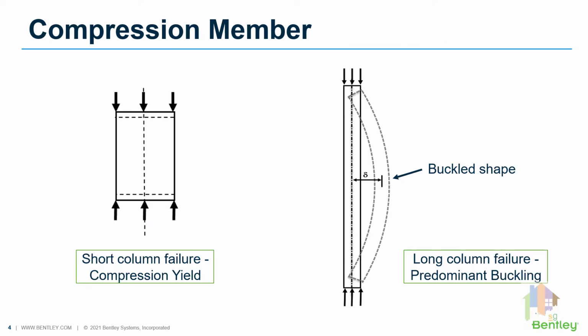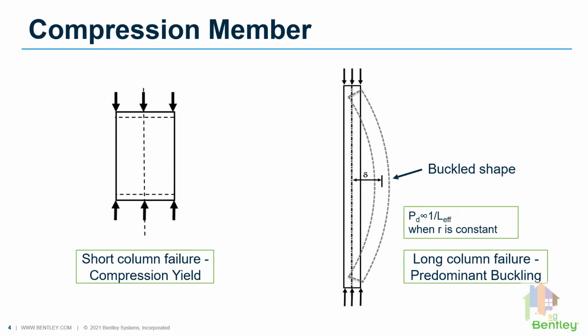When a member is subjected to axial compression force, it may fail in two ways. Short columns have a large lateral dimension compared to the length of the member, and the tendency to buckle under compressive load is very less. These columns mainly fail by compression yield or crushing. For long columns, length of member is larger compared to its lateral dimension. These columns have a higher slenderness ratio and tend to buckle. So long columns mainly fail by flexural buckling.